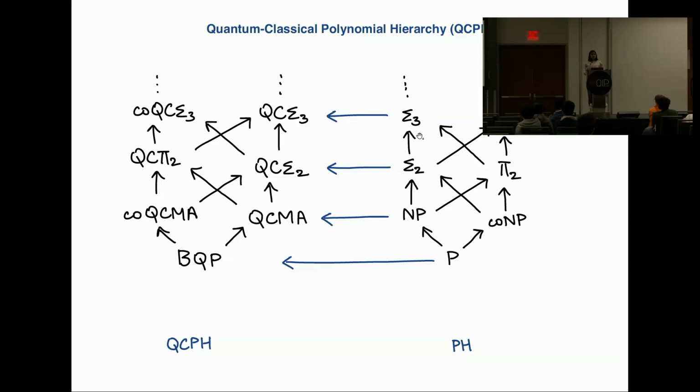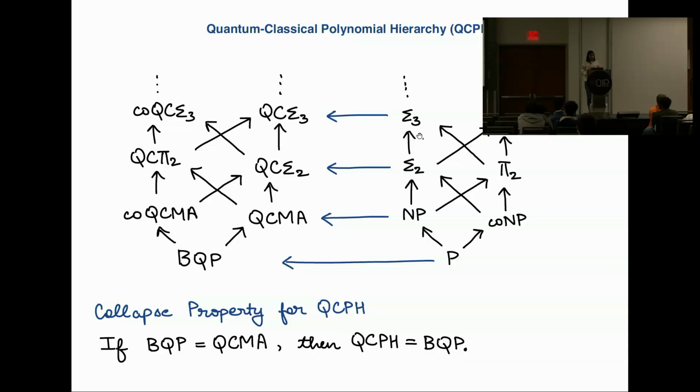And we can also see a bit of how QCPH and PH are related. In particular, we can see that the ith level of PH is contained in the ith level of QCPH, because an efficient quantum judge can always just choose not to use its quantumness and just perform an efficient classical computation. In addition, we can also show a collapse property for QCPH. So in particular, we can show that if BQP is equal to QCMA, then all of QCPH collapses to BQP, and more generally, if any two classes in this left side hierarchy become equal, then all of the classes above that become equal to this class.